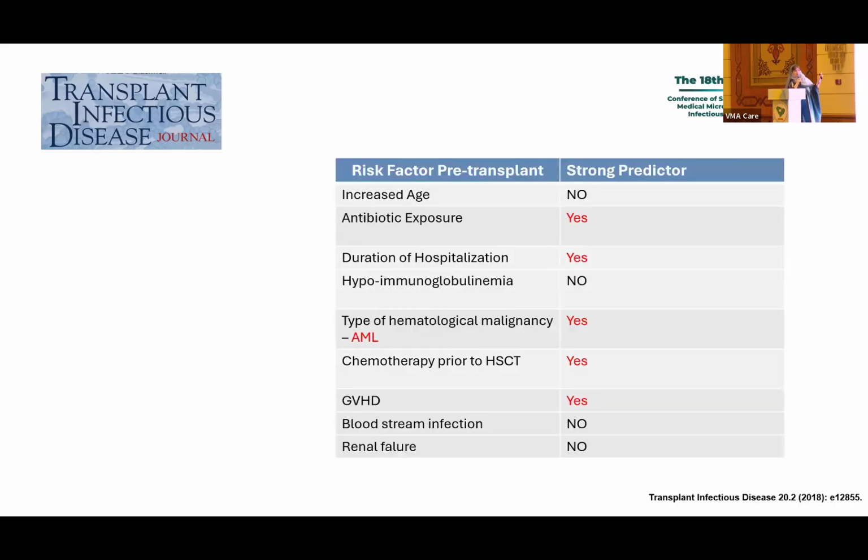So as a conclusion for this part, what are the predictors for Clostridium difficile in allogeneic bone marrow transplant? We can say from multiple epidemiological studies that they are antibiotic exposure, the duration of hospitalization, type of hematological malignancy, the chemotherapy, and graft versus host disease.